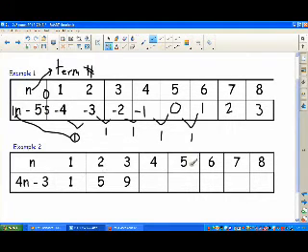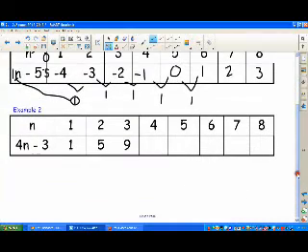Okay, so let's see if that holds up for this other example. I'm going to plug in 1 for n. So 1 times 4 is 4. 4 minus 3 is 1. 2 times 4 is 8, minus 3 is 5. 3 times 4 is 12, minus 3 is 9. 4 times 4 is 16, minus 3 is 13. 5 times 4 is 20, minus 3 is 17. 6 times 4 is 24, minus 3 is 21.